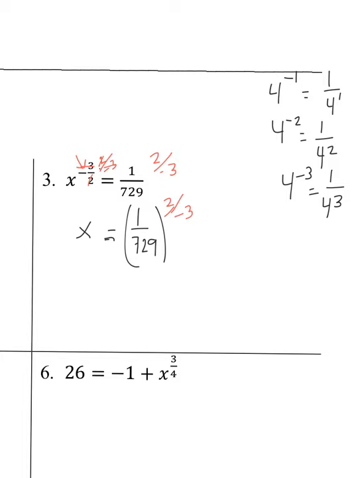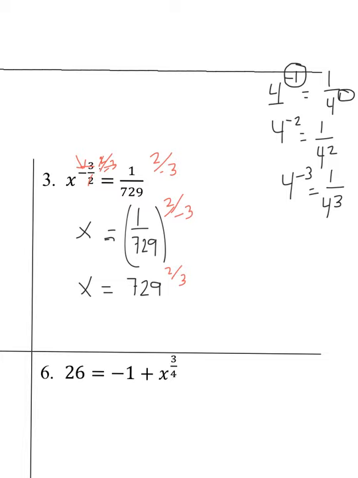So in order to make a negative exponent become positive, you take the reciprocal of the base. So the reciprocal of 4 would be 1 over 4. In this case, we have 1 over 729. The reciprocal of that would be 729 over 1, or just 729. And that would create a positive 2/3.